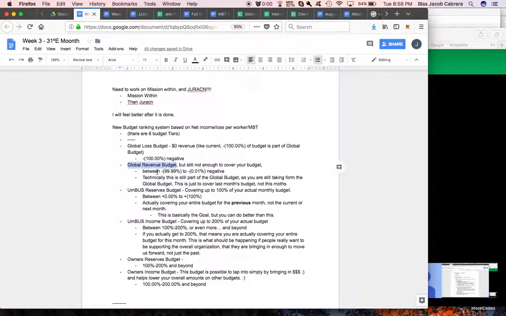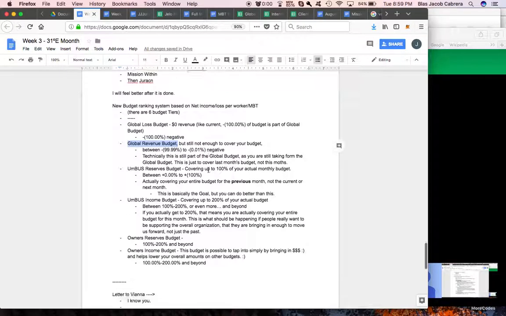I can show you really quickly the different tiers. So the worst is the global loss budget, which is 0% revenue. It's 100% loss, totally negative, no good. Then you have the global revenue budget, where you're actually bringing in some revenue, but it's still not enough to cover your budget. And this is all still part of the global budget. Then we have the UmBUS reserves budget. This is where you're actually starting to get into the UmBUS budget, where you have a positive net increase in your total budget. And this is where you want to be.